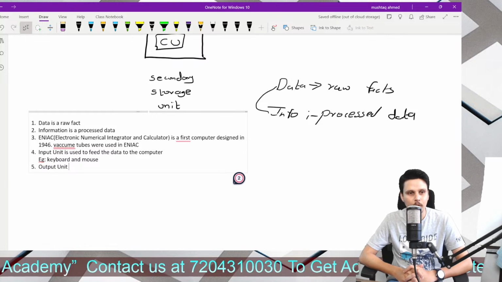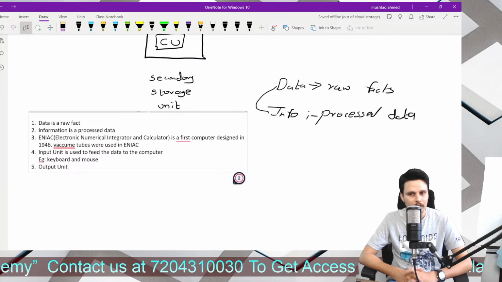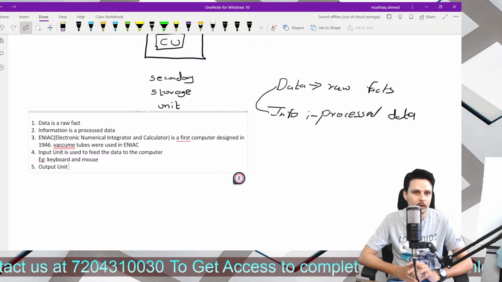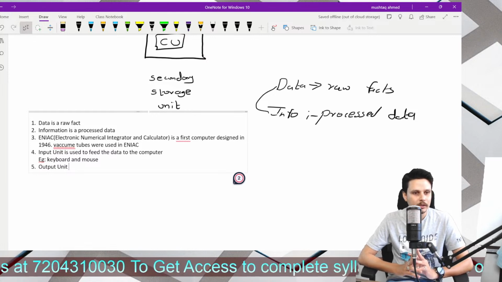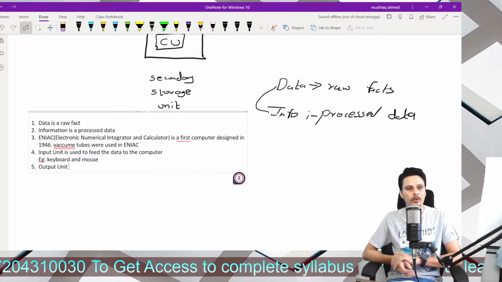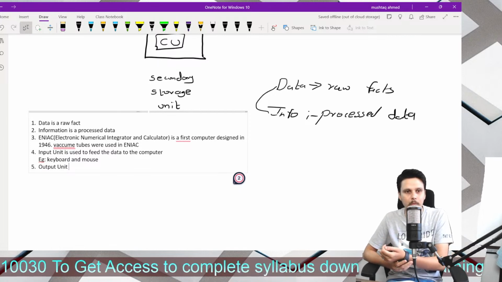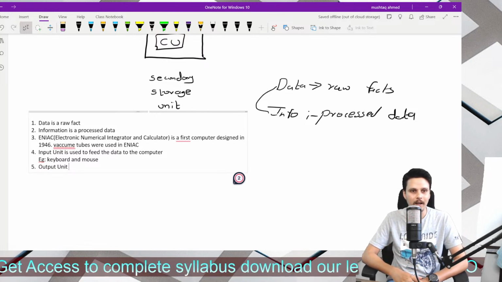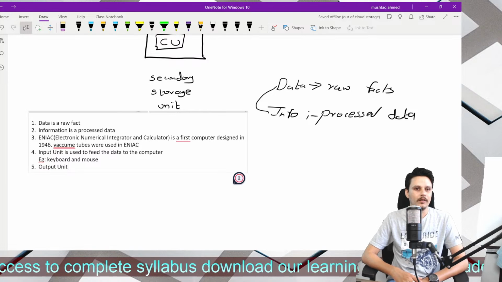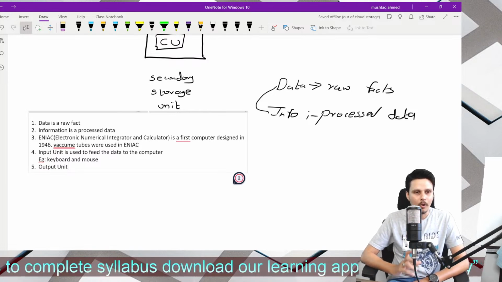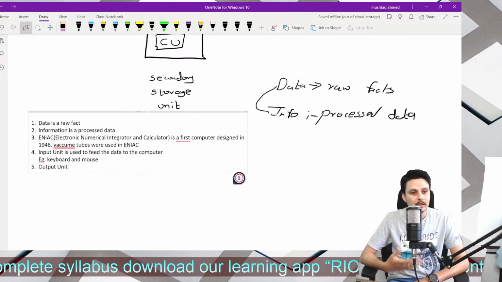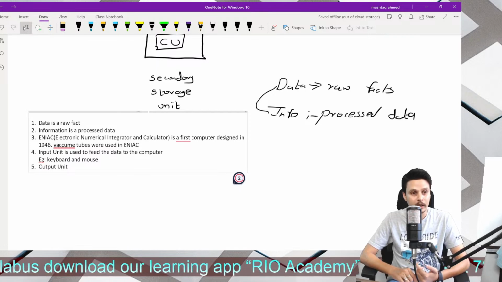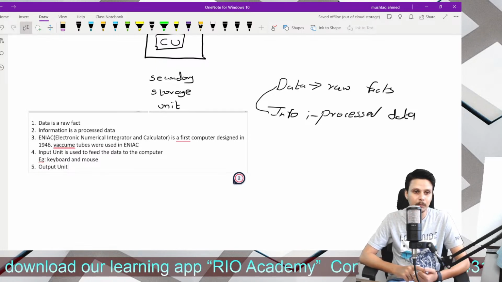Can you tell an example of the output unit? Keyboard, mouse, joystick, light pen, scanner, all these are input units because using those devices we can feed the data to the computer. Yes, very good. Output units are monitor and speaker. Monitor is used to display the data and speaker is used to play the audio file and it produces the sound. Yes, printer, very good. Printer is an output device, not an input device. Scanner is the input device.